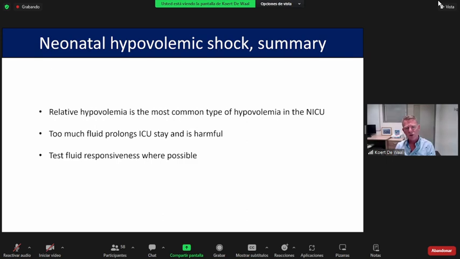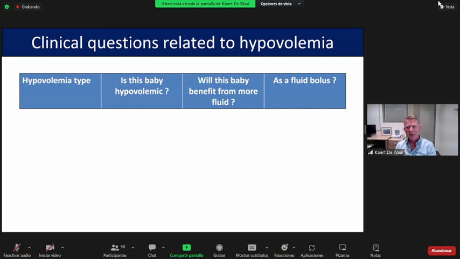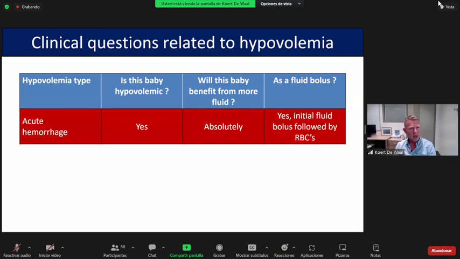I have shown you that too much fluid prolongs ICU stay and is harmful, not only in clinical practice and data, but also based on physiological principles. So I think we should at least try to test fluid responsiveness where possible. So the questions we ask initially: acute hemorrhage, is this baby hypovolemic? Yes. Will this baby benefit from more fluid? Absolutely. As a fluid bolus, yes. Do an initial fluid bolus, and if the response is not good enough, get red blood cells quickly and urgently.